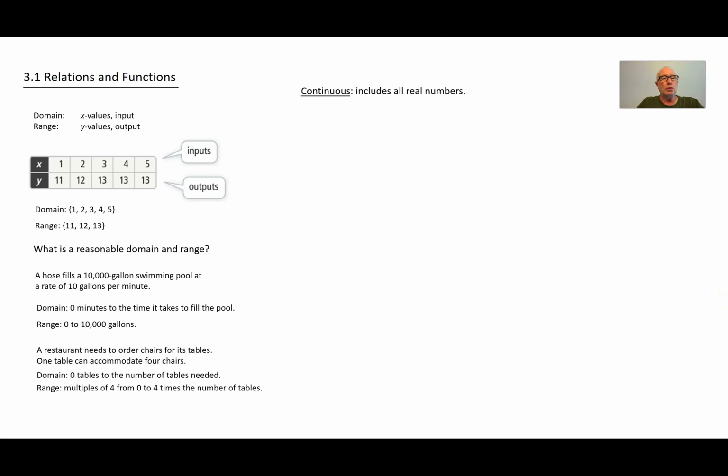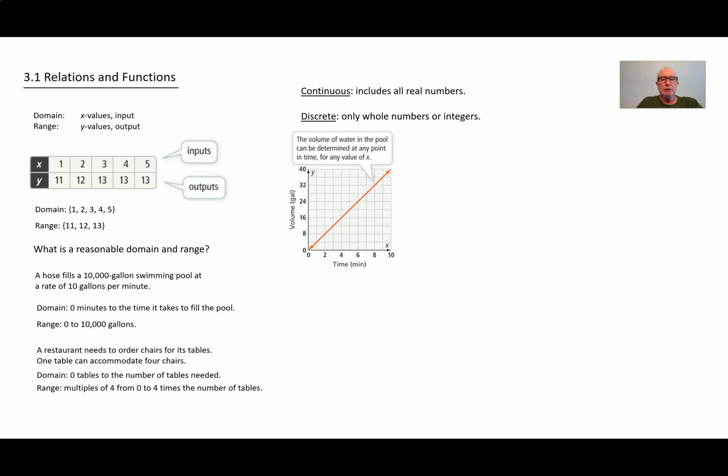Now, another quality of relations or functions is whether it is continuous or discrete. Continuous means it includes all real numbers, so that could be fractions and decimals and so forth. Discrete means we only have whole numbers or integers. So in our pool problem, we had minutes. Well, you can have half a minute. You can say the pool's been filling for 3.5 minutes. And you can have a fraction of a gallon. You could say it has 42 3/4 gallons.